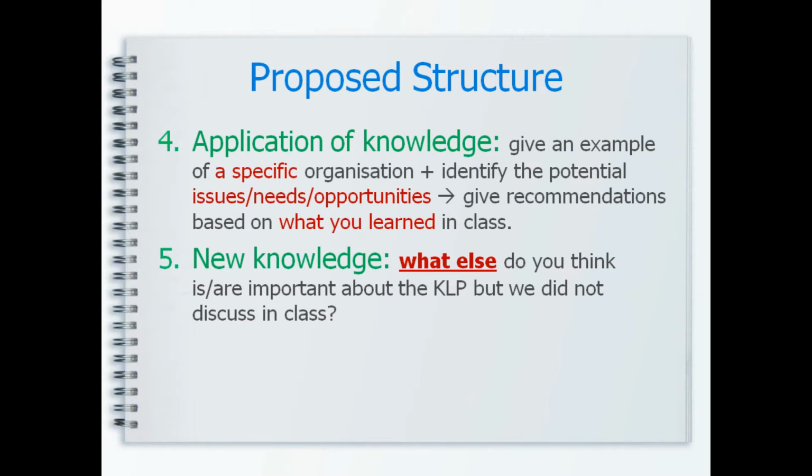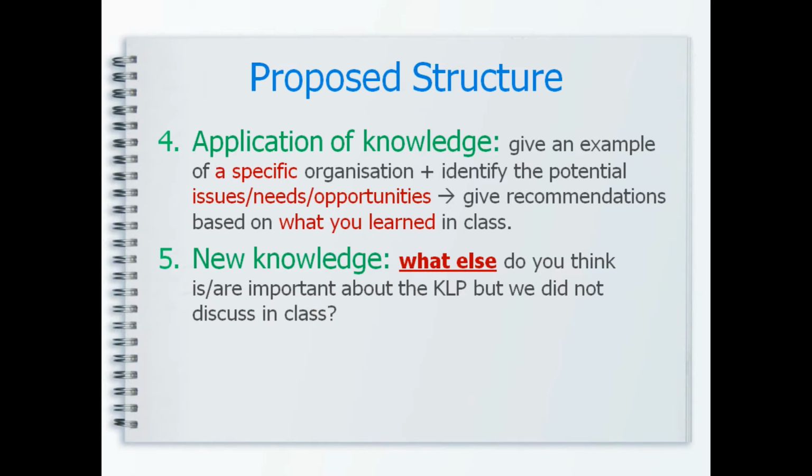The third paragraph will be on application of knowledge. Here, you need to bring an example from your own organization. Please do not generalize. You do not know what's happening in other organizations. Just show what's going on in your organization with regards to the key learning point. Indicate the issues, needs, or opportunities, and then give recommendations based on what you've learned in class.